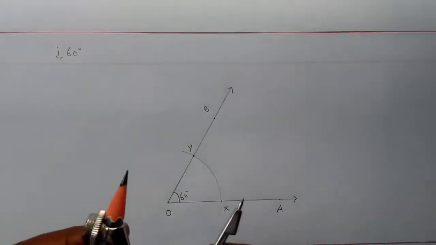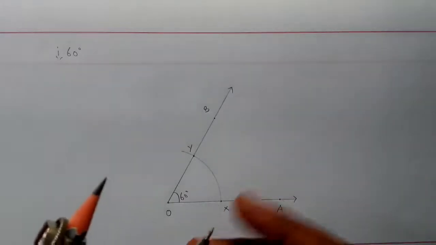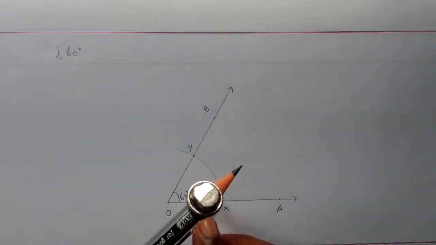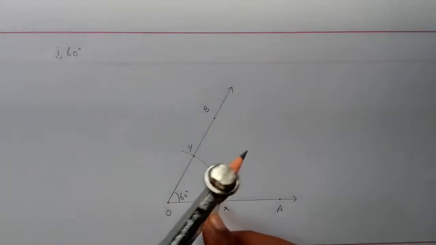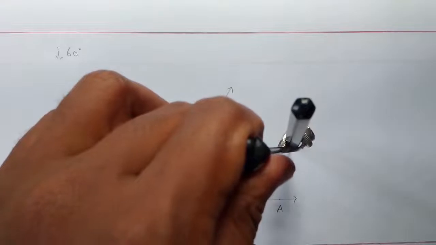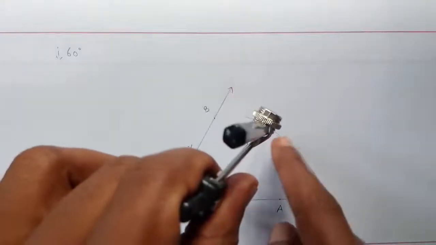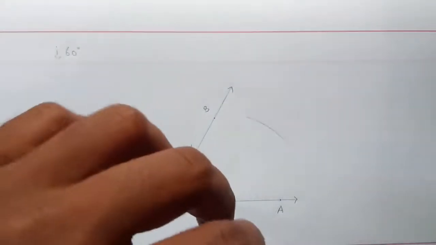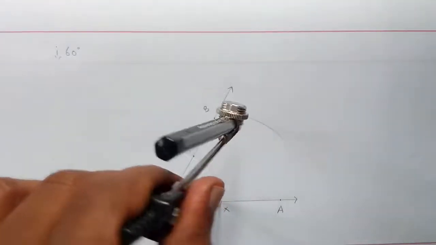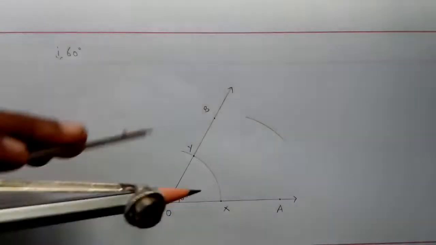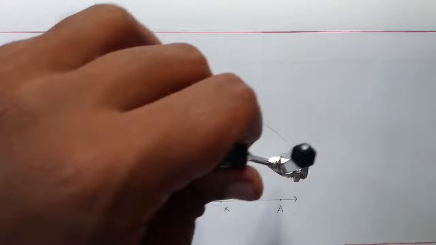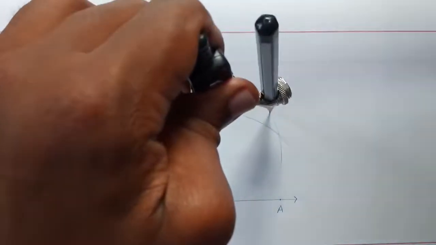Having taken more than half, what you have to do is keep the sharp point now on X. Placing it on X, we have to draw an arc internally. Inside the angle we have to draw an arc. Internally means inside, because there are chances of drawing outside also. We have to draw an arc internally. Without changing the radius, with the same radius, placing on Y, we have to draw another arc which will cut the previous arc.